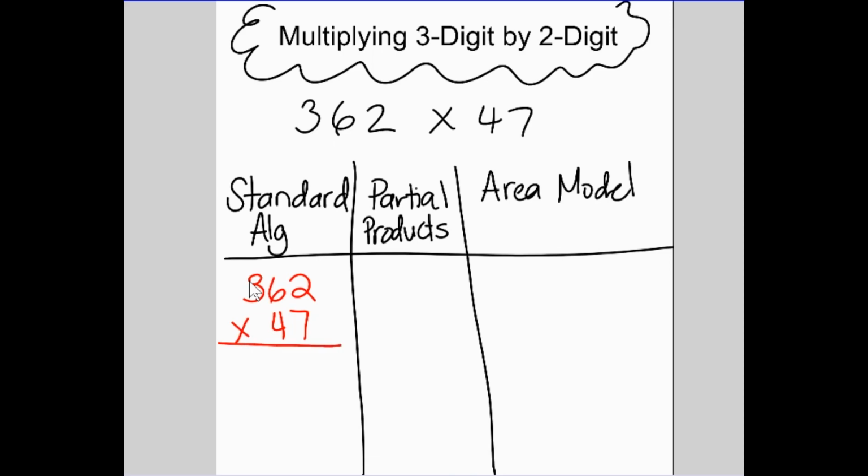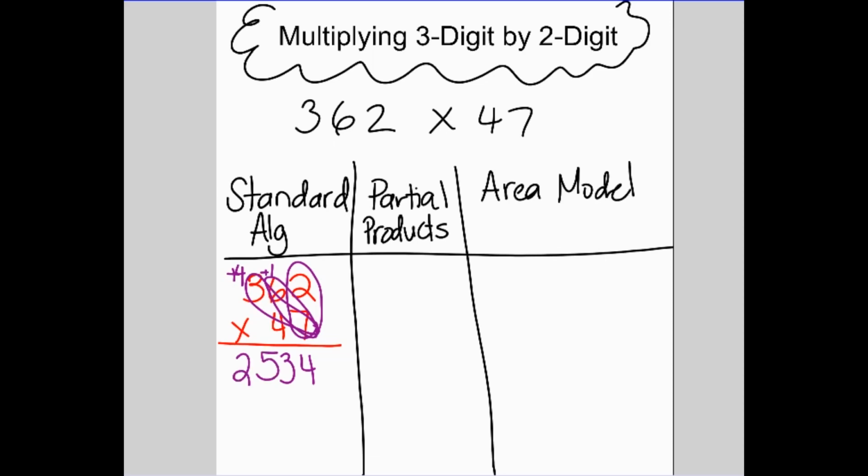So right now I'm going to do my 7 times 2. That is going to be 14. Regroup. Then I have 7 times 6. That's 42 plus 1, 43. I put my 3 down, regroup my 4. Then I have 7 times 3. That is 21 plus 4. That's 25. So I put my 25.